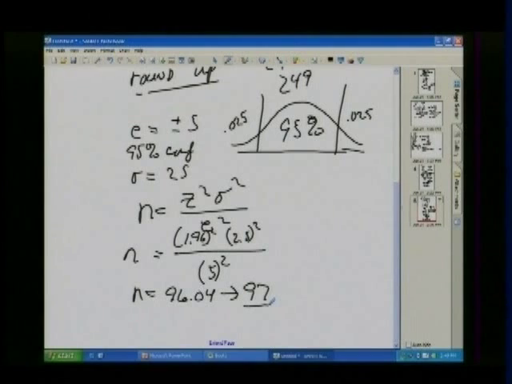It doesn't matter what the population size is, I still would have 95% confidence, and I'd be within plus or minus 5 if the standard deviation equals 25.